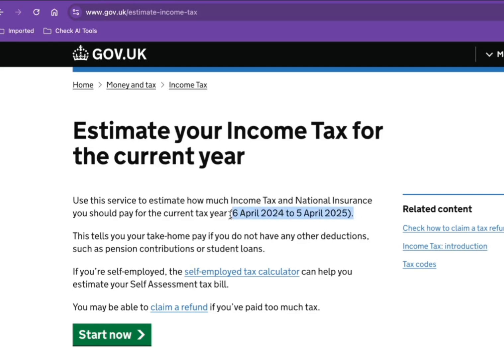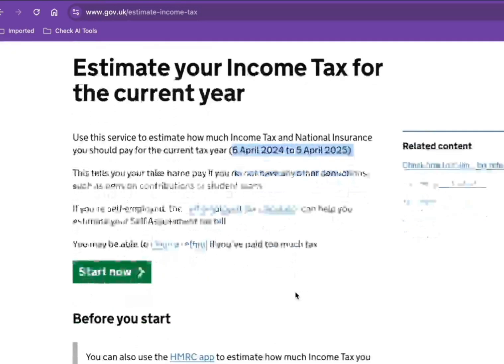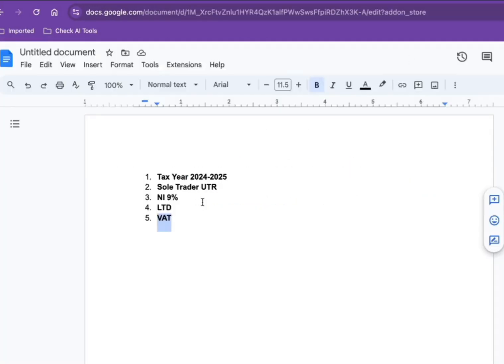So once you are self-employed, obviously selling on eBay will be self-employment. Once you start self-employment, you normally get two different options: either you can be a sole trader or you can be a limited company. Once you're working somewhere, you normally get a pay slip. And if you look at your pay slip, your income tax and national insurance are already deducted.